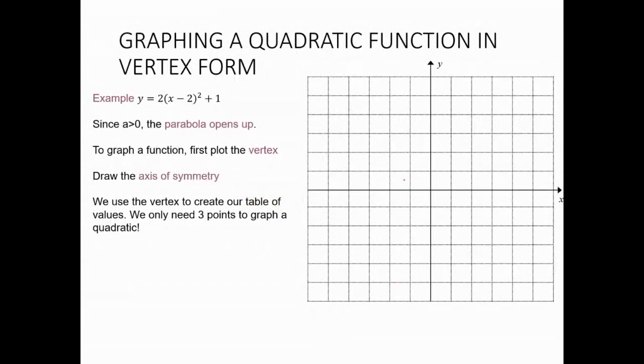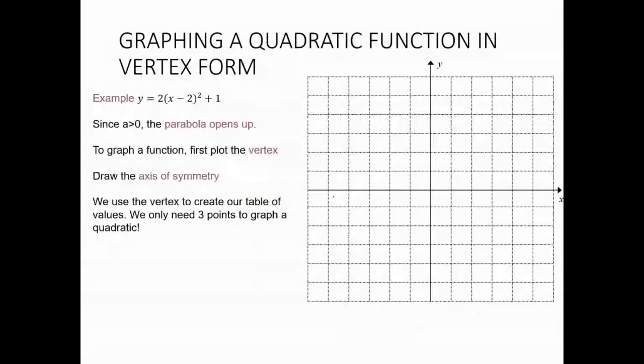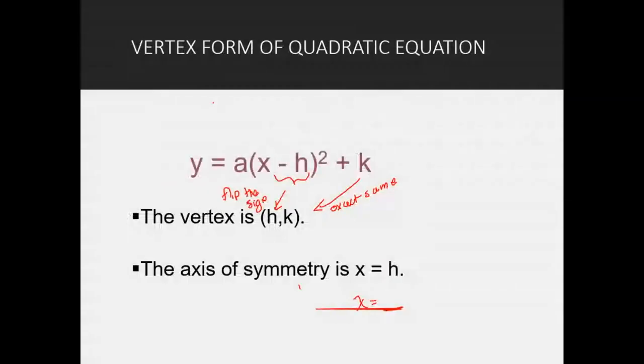So if we remember from the last slide, this being my vertex form, a(x minus h) squared plus k, in this example we can see that it is in vertex form. I have an a term here, this would be my h term, and this would be my, what do we refer to, k.